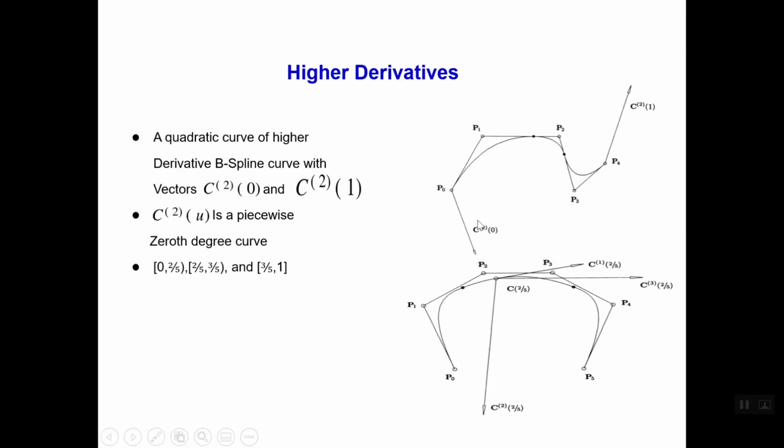In this figure, at the top, we can see a quadratic curve with higher derivative B-spline curves, with vector values C^(0) and C^(1), and in this one C^(2)(u) is a piecewise degree-0 curve. In the second figure we can see the derivative values up to C raised to the power 3. This is a prime example of high derivatives, which are much more commonly used with B-spline curves than the quadratic or cubic derivatives.